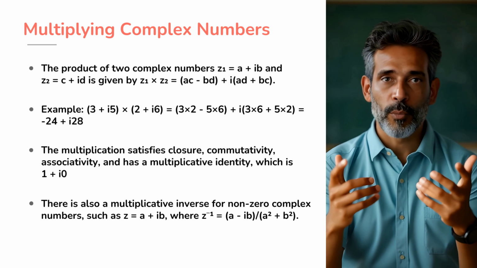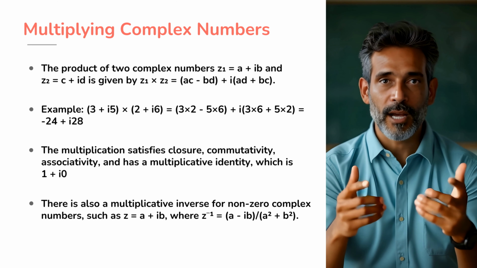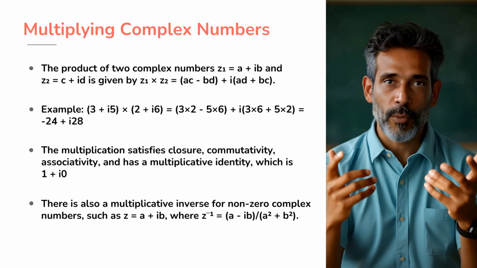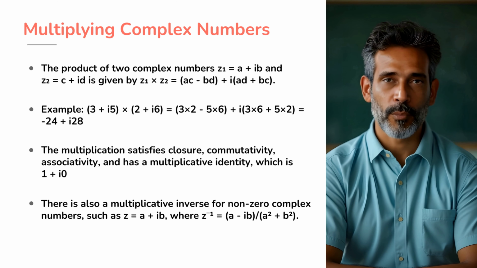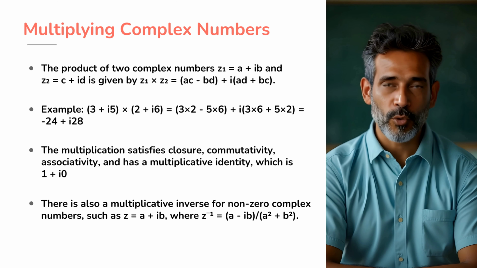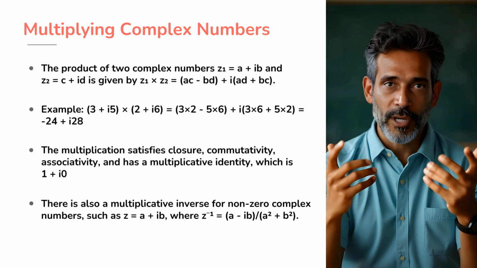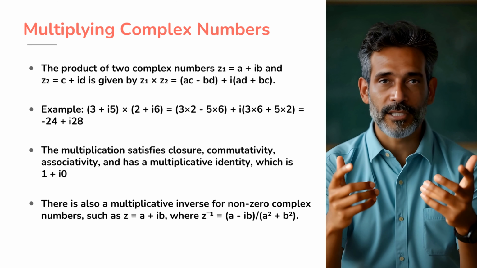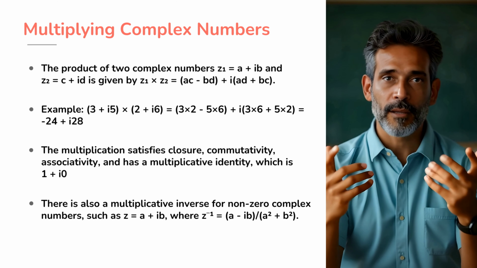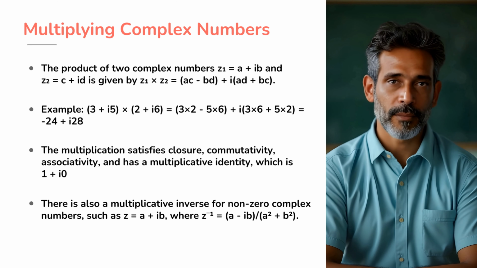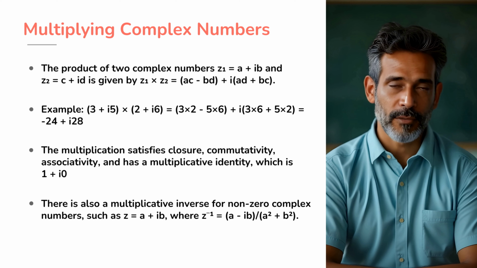For example, (3 + 5i) multiplied by (2 + 6i) equals (3 × 2 - 5 × 6) + i(3 × 6 + 5 × 2). That simplifies to -24 + 28i. Multiplication is closed, commutative, and associative, and has a multiplicative identity, which is 1 + 0i. For every non-zero complex number, there also exists a multiplicative inverse.